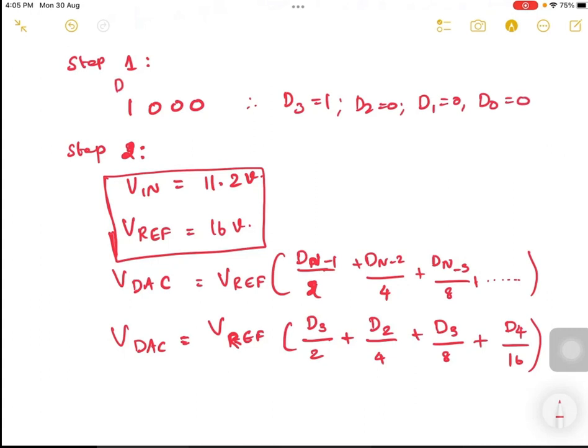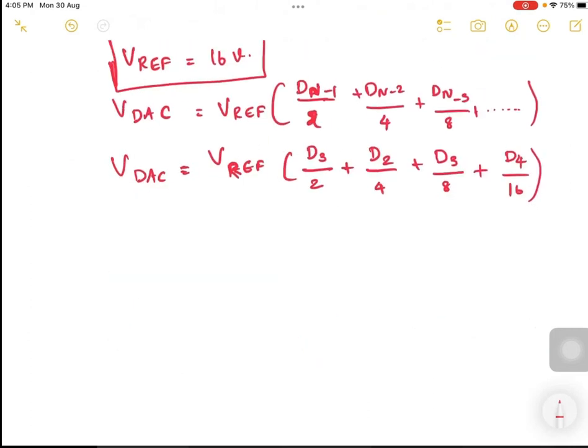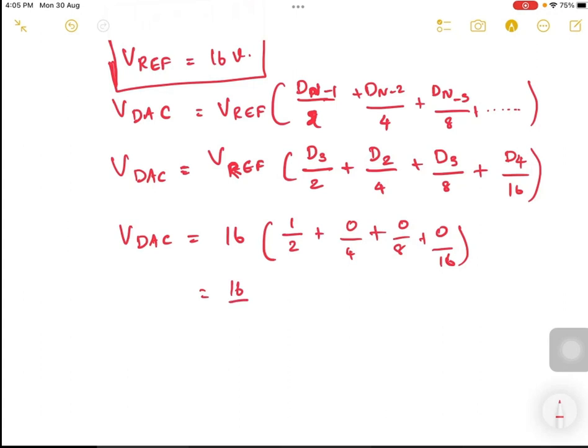Okay, so that's D3, D2, D1, D0. I have just set it. Now you can compute the first value here. VDAC equals V reference, which is 16, into D3 by 2. So D3 is 1 by 2 plus 0 by 4 plus 0 by 8 plus 0 by 16 as per the value. Totally, 16 by 2 will be 8 volts. So in the first iteration, the value of VDAC will be 8 volts.